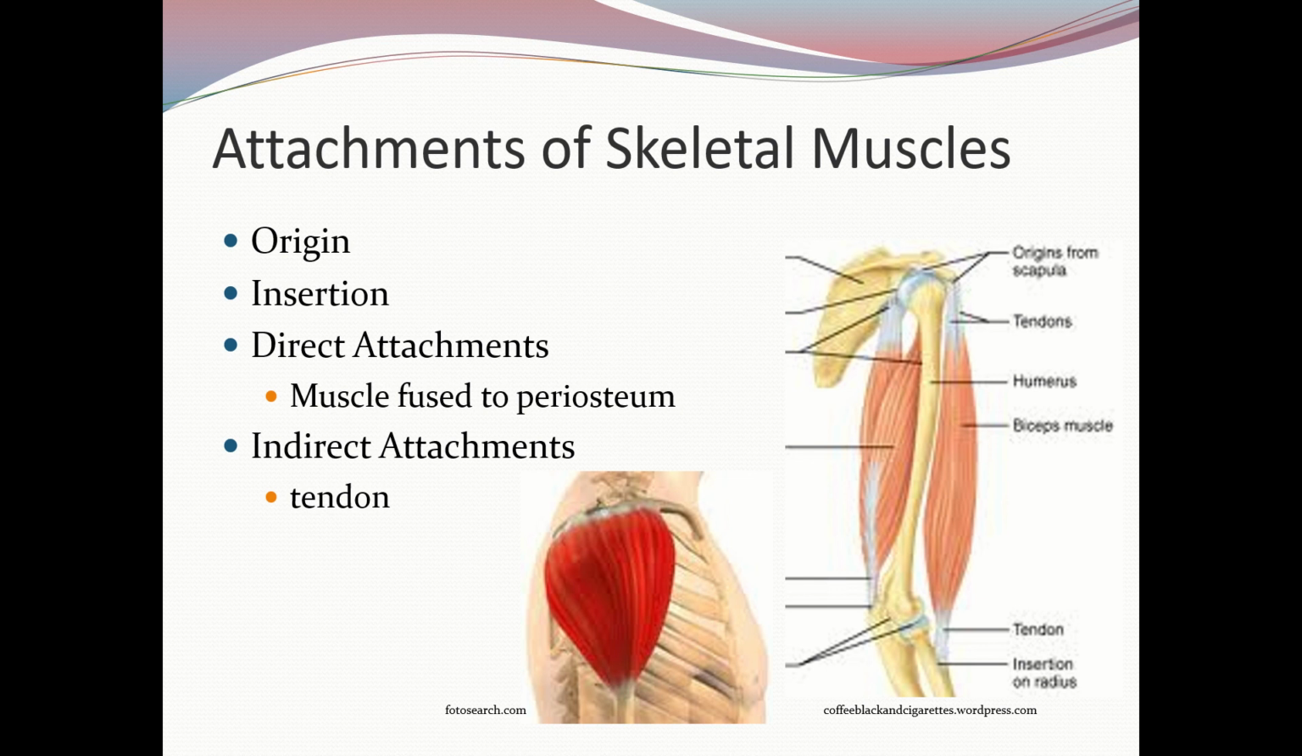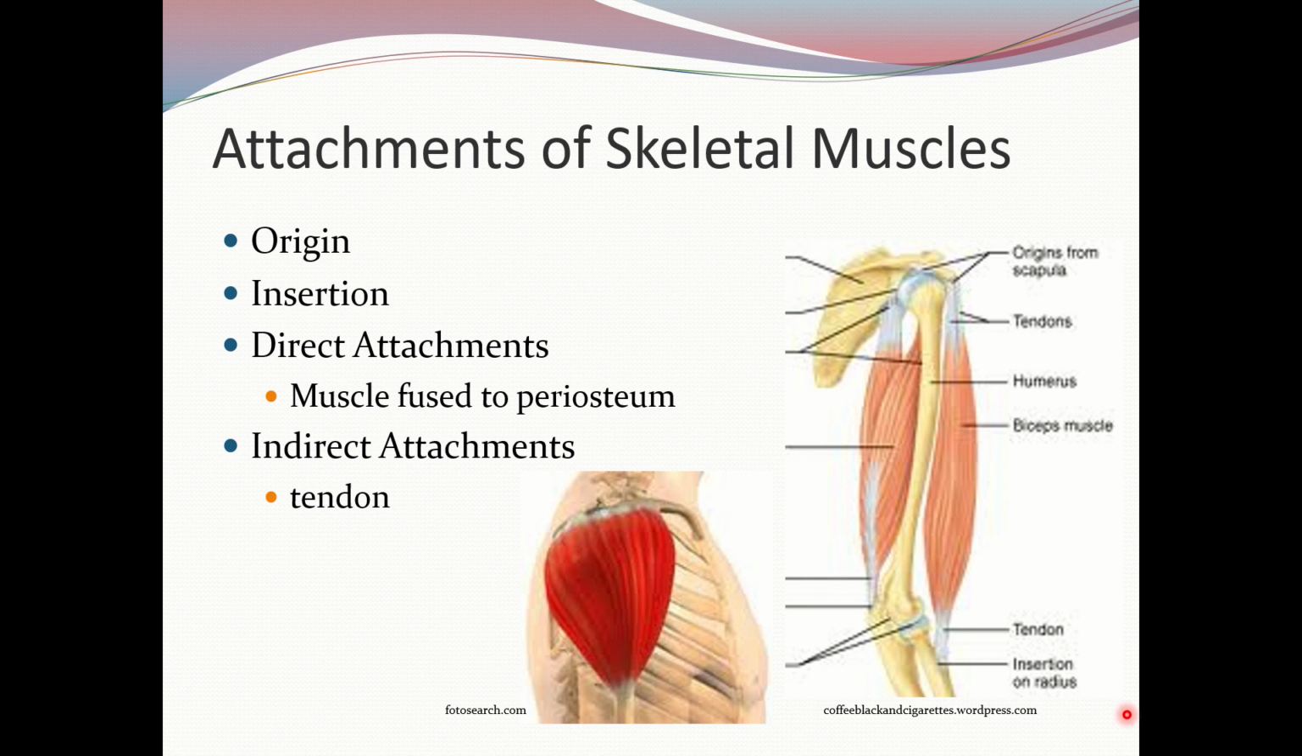So in this illustration of the biceps muscle, the origin is going to be the scapula and the insertion the radius. So when flexion occurs and pulls the forearm towards the arm, the radius, the insertion, is going to be moving towards the origin on the scapula, and the scapula will stay still. So the origin stays still and the insertion is what moves.